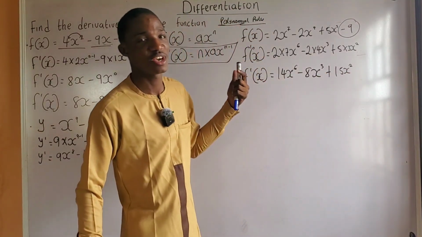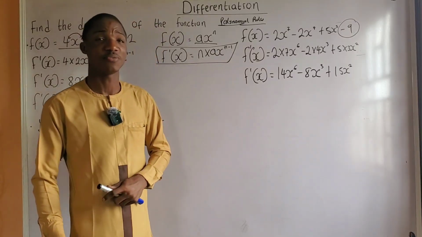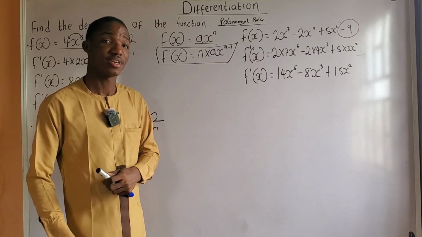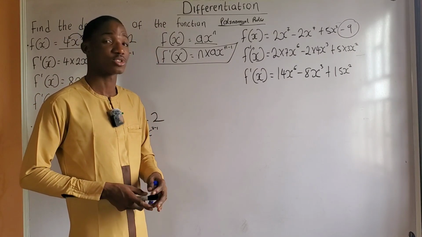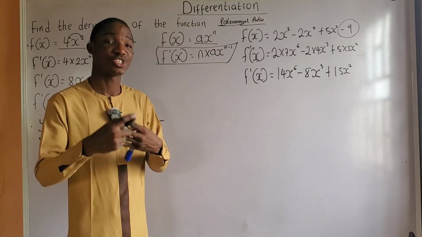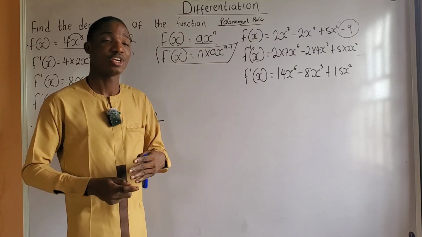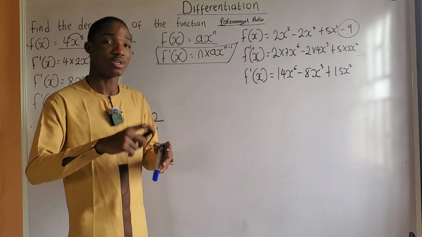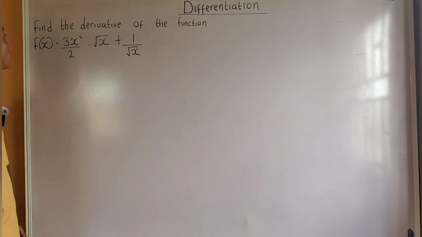This rule that you see here is called polynomial rule of differential calculus. You understand? Okay, it is called polynomial rule of differential calculus. Here, the terms are differentiated individually. You understand? You differentiate the terms individually. Okay, let's consider the question that we have on the board.